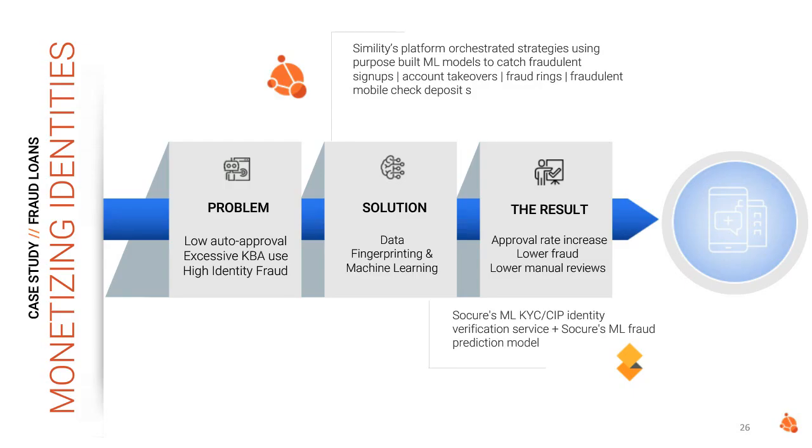So let's talk about a specific use case that Socure and Simility have delivered into the market. We had a customer that was unhappy with their incumbent solution. Their auto approval rates were down in the 60%s. They were using KBA out-of-wallet questions on nearly 40% of all applications, and their identity fraud losses were just not sustainable as they scaled. Kedar, do you want to speak to the solution that this particular customer implemented?